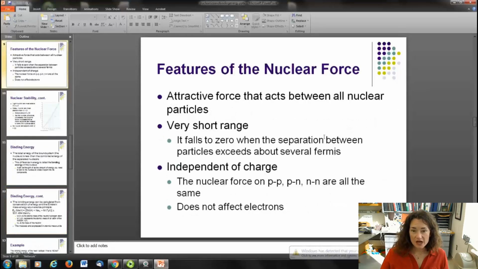So it's an attractive force that acts between all nuclear particles. It's very short range. It falls to zero when the separation between particles exceeds just a few Fermis. It's independent of charge, so the nuclear force is between protons and protons, protons and neutrons, and neutrons and neutrons, and it affects all of them the same, but it doesn't affect electrons. Otherwise, the electrons would be pulled right into the nucleus, which doesn't happen.